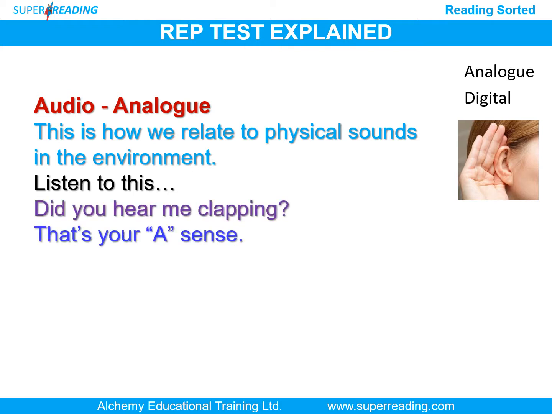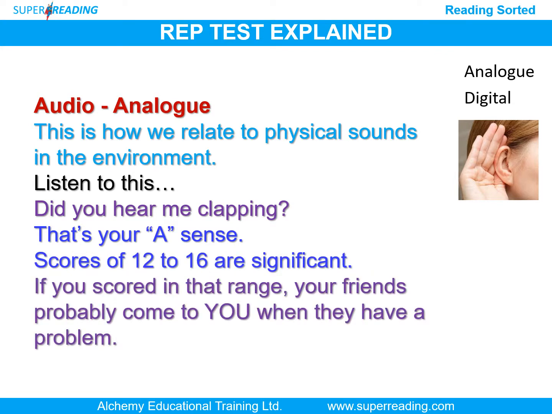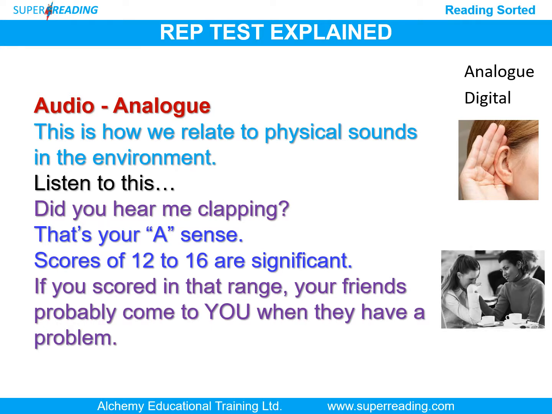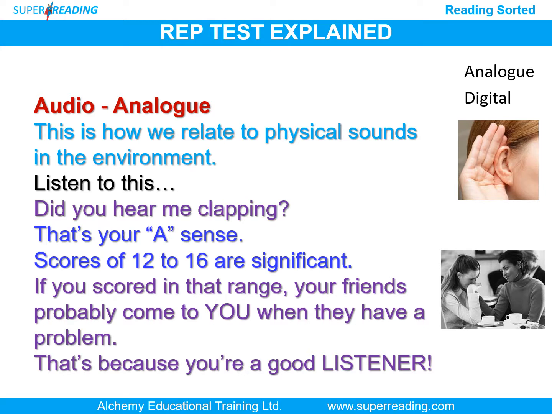That's your A sense. Analog. Scores of 12 to 16 are significant. If you scored in that range, your friends probably come to you when they have a problem. That's because you're a good listener.